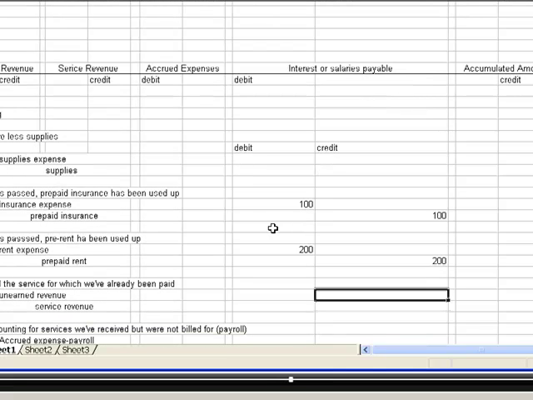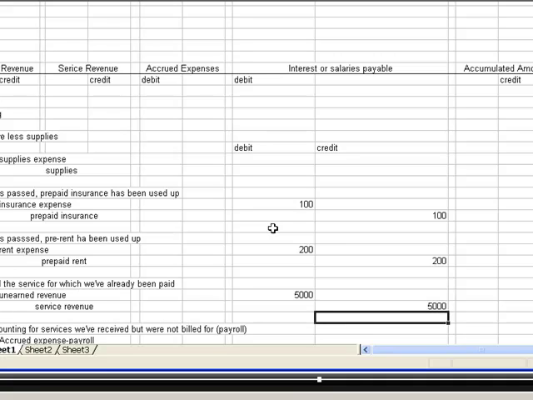We provided the service for which we've already been paid. All right, so somebody gave us some money, and now we're finally providing the service. So our unearned revenue will be debited. So let's say it was $5,000 worth. Okay, so now that goes down, but service revenue, the actual revenue, goes up. The cash isn't affected because we already got the cash.